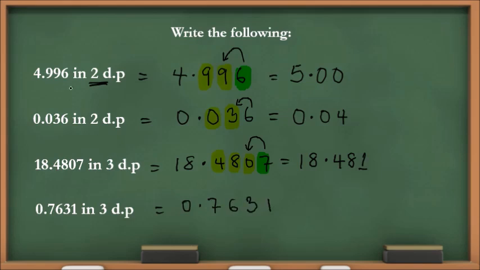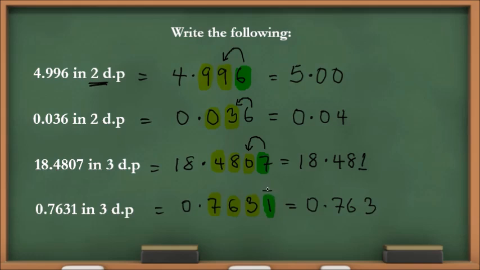0.7631. I want 3 numbers after my decimal point. I want this after the decimal point. This and this. I don't want the 4th one. I don't want this. I only want 3 after the decimal point. So I have what? 0.763. Consider this. Is this up to a 5?